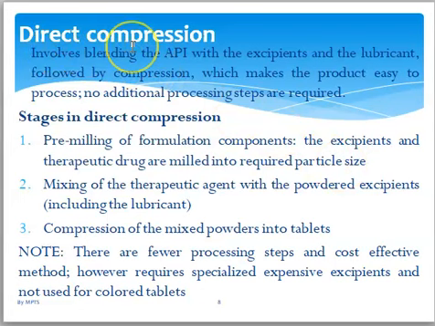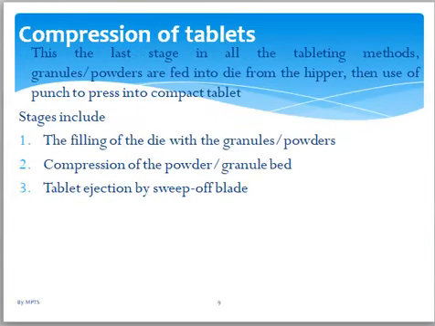Direct compression, of course, as the name suggests, direct compression. There is no granulation here. Pre-milling of the components, the excipients, and of course you have to weigh. You mix them together, including the lubricant. Here you mix everything together, and then you compress into tablets. However, there are few processing steps here. It's the biggest advantage and it's cost effective, but it requires specialized and expensive excipients, and it's not used for colored tablets because they will have incomplete mixing.